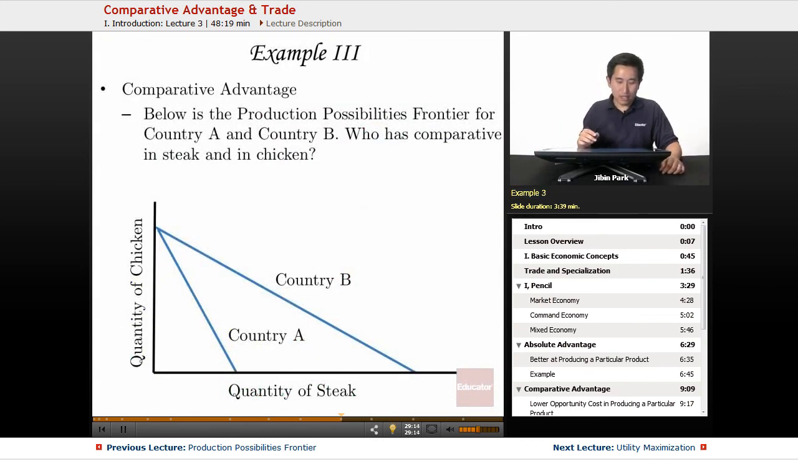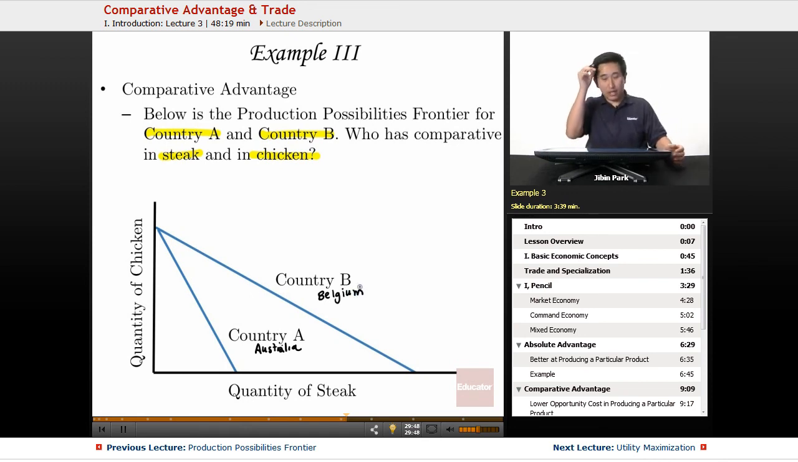Another example would be below: the production possibilities frontier for country A. Let's say you have country A and country B. Who has comparative advantage in steak and in chicken? Let's go ahead and use different names for these countries. Let's say country A is Australia, and country B is Belgium. So who has comparative advantage in steak and chicken?